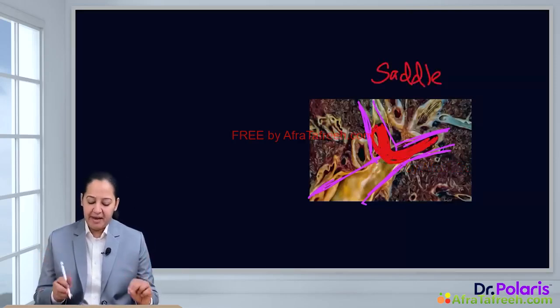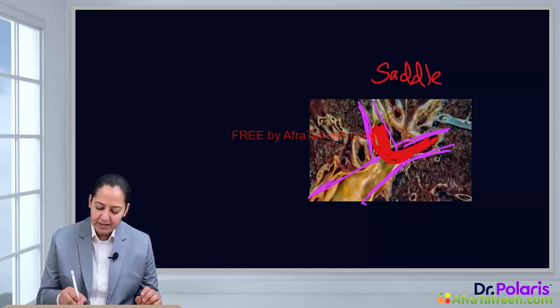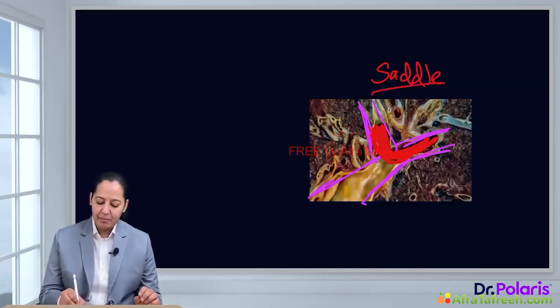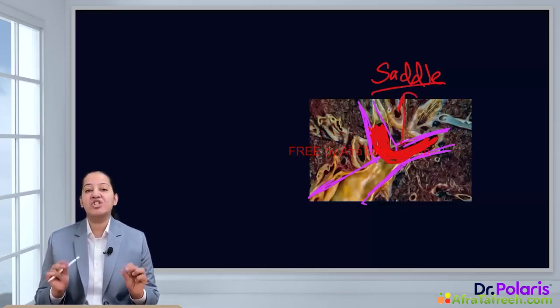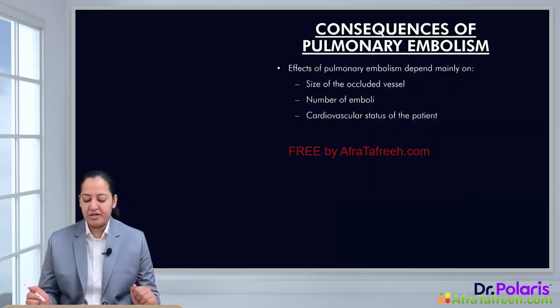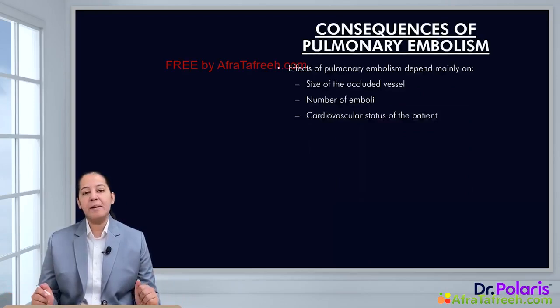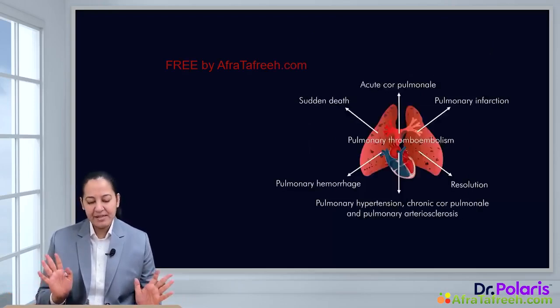Saddle embolus. See the shape. The shape is saddle shape. That's why it is known as saddle embolus. The saddle embolus is impacting at the bifurcation of the pulmonary artery, that you can appreciate. Now, what are the consequences of pulmonary embolism? There can be multiple consequences.